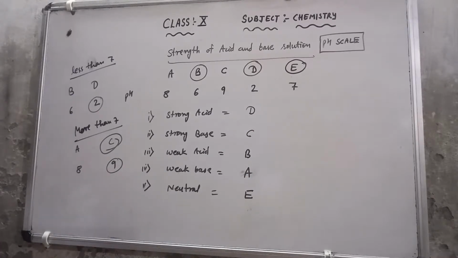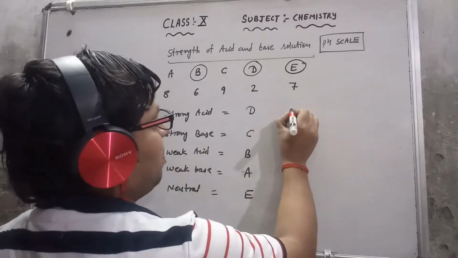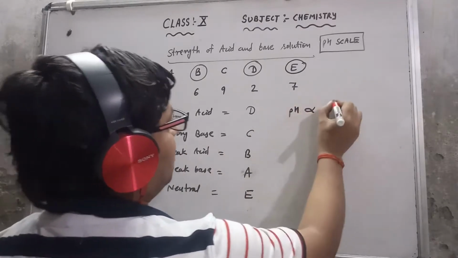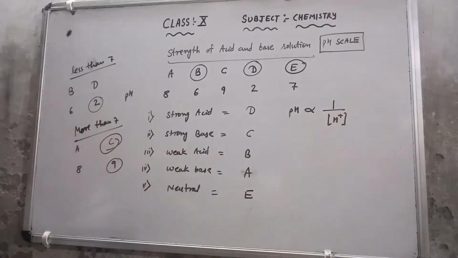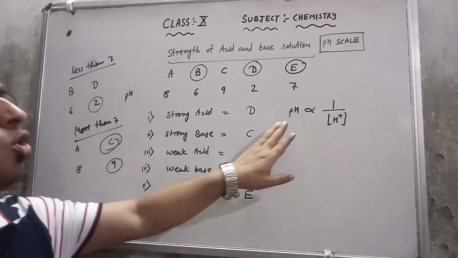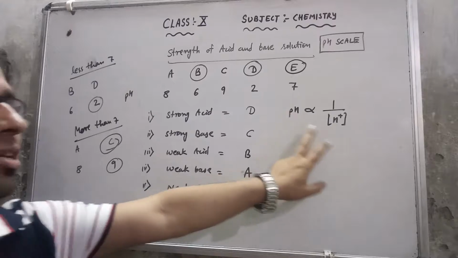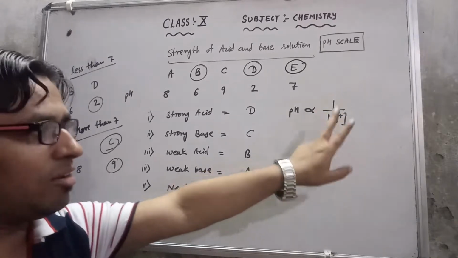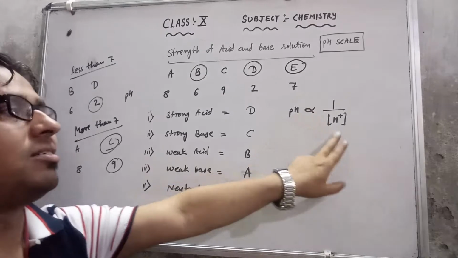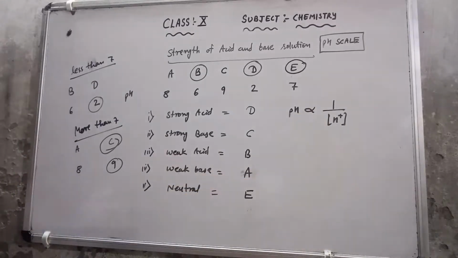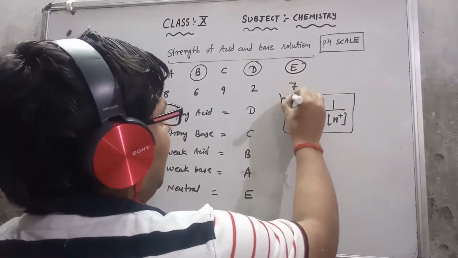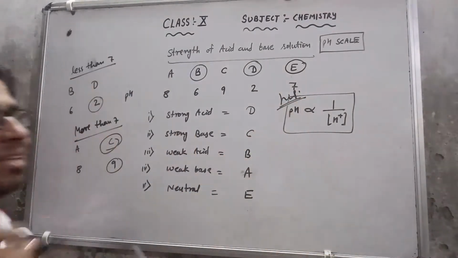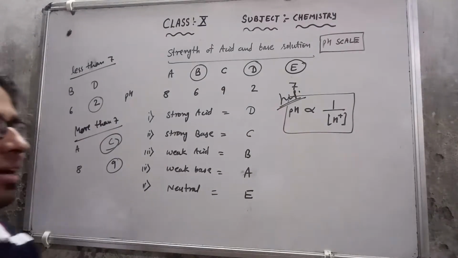One more thing I want to discuss with you: the pH of a solution is inversely proportional to hydrogen ion concentration. Keep in your mind, the pH of a solution is inversely proportional to hydrogen ion concentration. That means whose pH is maximum, whose hydrogen concentration will be less, and whose pH is less, whose hydrogen concentration will be maximum. This is a very important formula, because related to this, in the exam they ask questions.